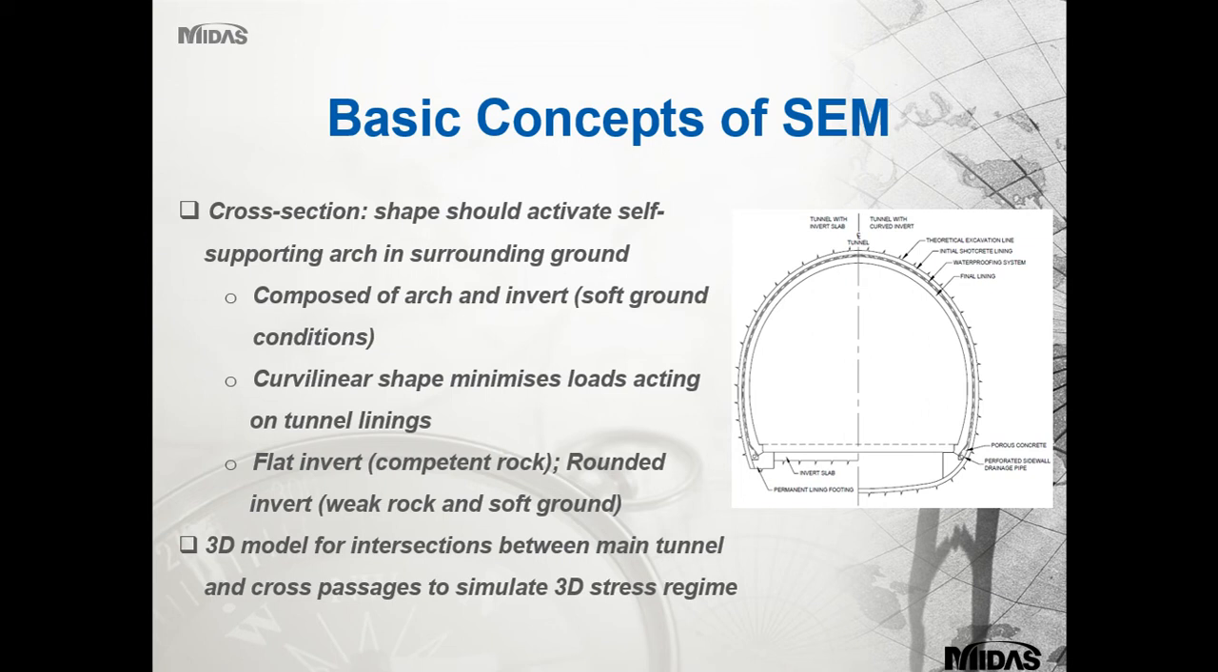You can have a flat invert for competent rocks. You can also have a round invert for weak rocks and soft ground, where you'll have the tunnel lining, and the shotcrete will distribute all the way down to the bottom, as you can see from this diagram here. Sorry, I'm just going to wiggle my mouse over the top of this for you now.